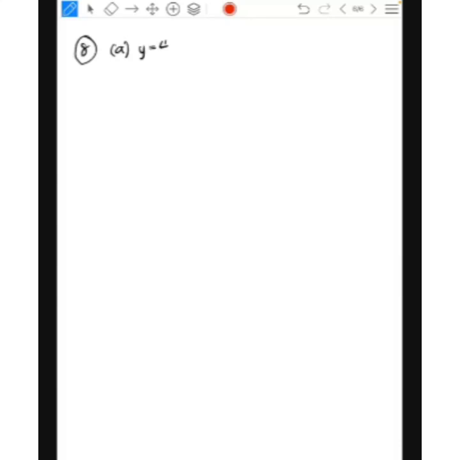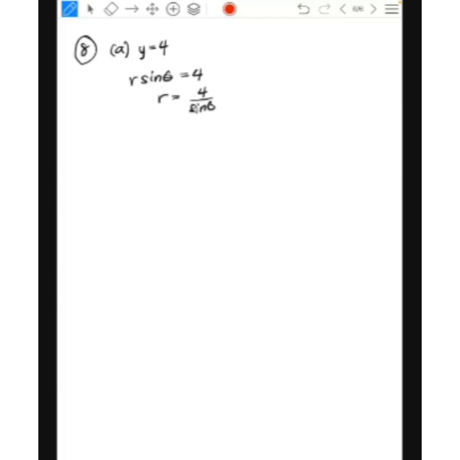Okay, so question number 8, y equals 4. Now it's given a rectangular coordinates equation. The question asks you to change to polar coordinates. So when changing to polar coordinates, what's left is only r and theta. So y is r sin theta equals 4. So r equals 4 over sin theta. You can leave the answer here, no problem. What's important is your final answer must be in r and theta only, no more x and y.